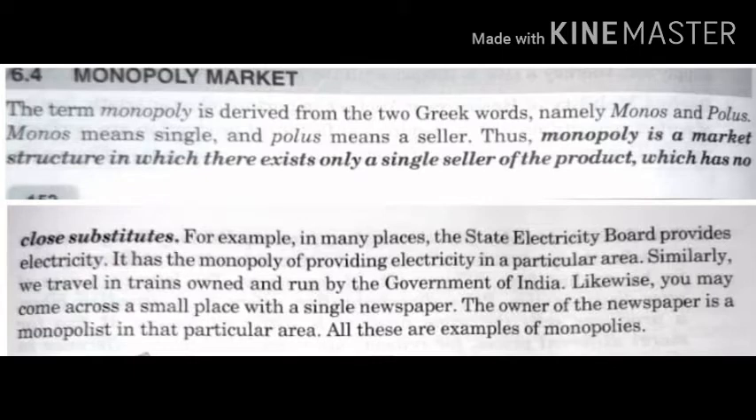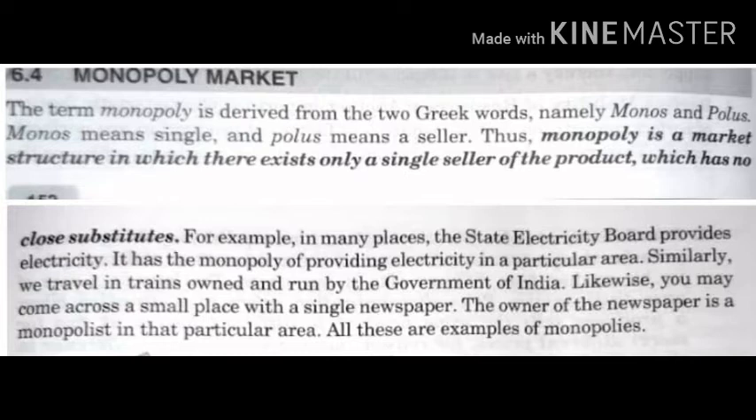What is monopoly market? The term monopoly is derived from the two Greek words, namely monos and polis. Monos means single and polis means seller. When there is a single seller existing in the market, that market is known as monopoly. So, monopoly is a market structure in which there exists only a single seller of the product, which has no close substitute. For example, the state electricity board.